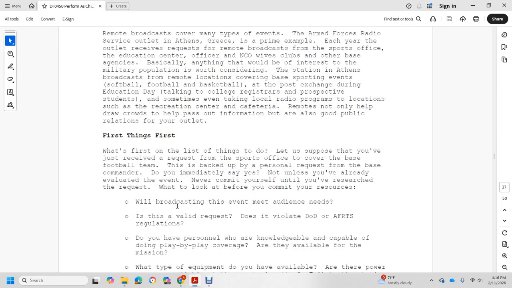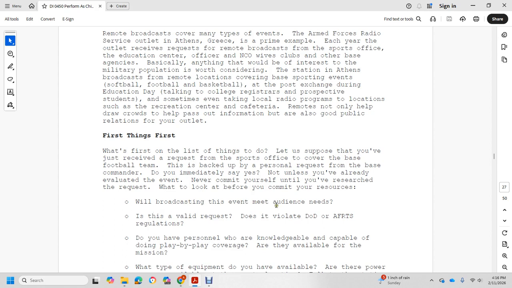First things first. Let us suppose you receive a request from the sports officer to cover the base football team, backed up with a personal request from the base commander. You do not immediately say yes unless you have already evaluated the event. Never commit yourself upon receipt of the request. Consider what you look for before you commit resources.